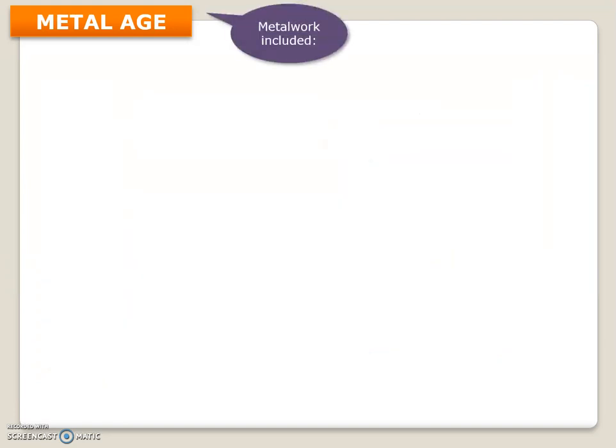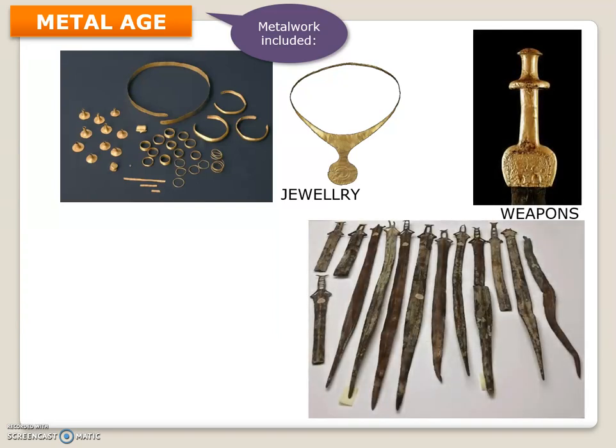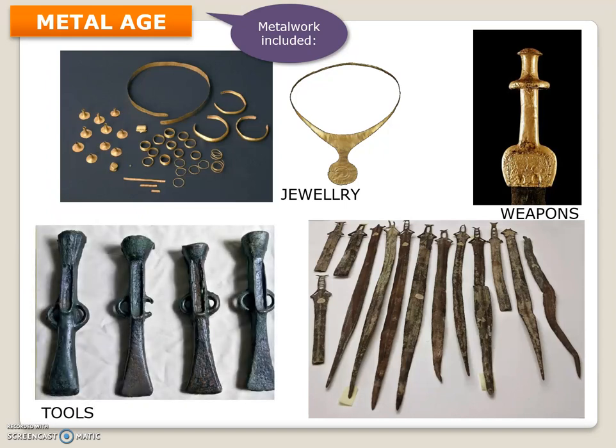Here you can see some examples of the metal work. They used metal to make jewelry. This is gold jewelry. They used metal to make weapons like these swords or to make tools like these axes.